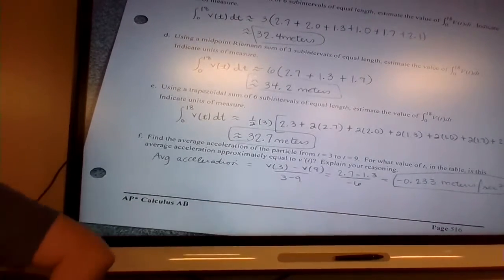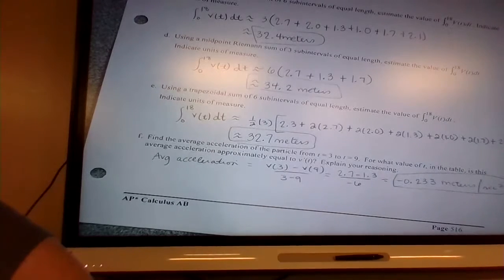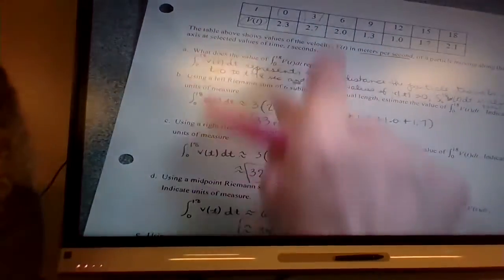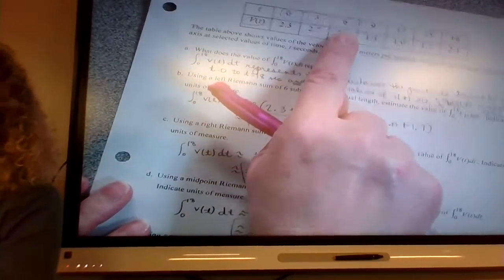And then there's another part. For what value of t in the table is the average acceleration approximately equal to v prime of t? Explain your reasoning. Well, according to the mean value theorem, this acceleration should be approximately equal to v prime of 6. Because that's what's between 3 and 9. Between 3 and 9 is 6. So this should be approximately equal to v prime of 6.